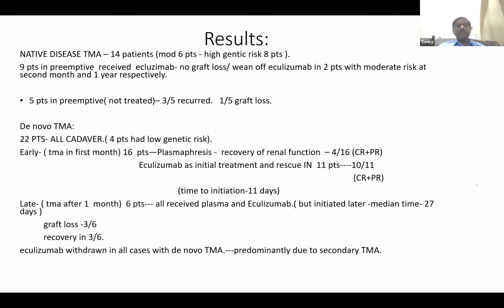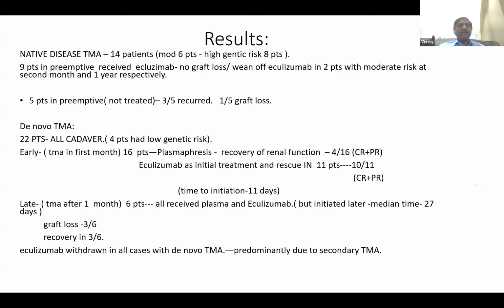Whereas de novo TMA is a TMA that occurs after the transplant. That was seen in 22 patients. All were cadaveric patients who received different types of donors, DBD, DCD, and different high-risk types of donors also. In these patients, when they did the genetic study, 4 patients had a low genetic risk. Here they divide into 2 groups. One is the early TMA, the other one is the late TMA. So when a post-transplant TMA occurs within the first month, they call it early. After 1 month, they call it late.